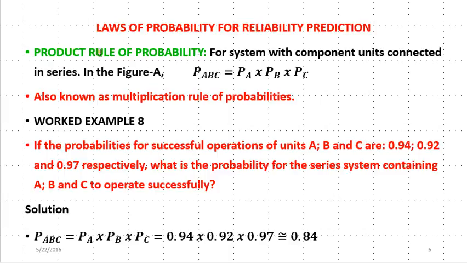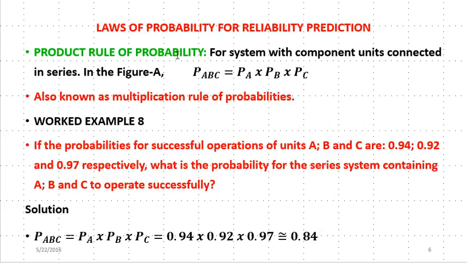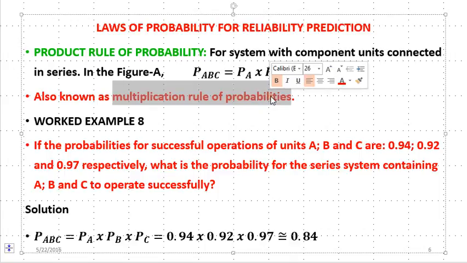Let me start with the product rule. This product rule is a formula that we use for systems which are in series. As you can see here, we are saying A and B and C, all of them must be what? Intact. And means product. Therefore, the reliability for this series system should be probability of A times probability of B times probability of C. If any one of them is 0, then the overall probability should be equal to 0. And we also call this rule the multiplication rule of probability.